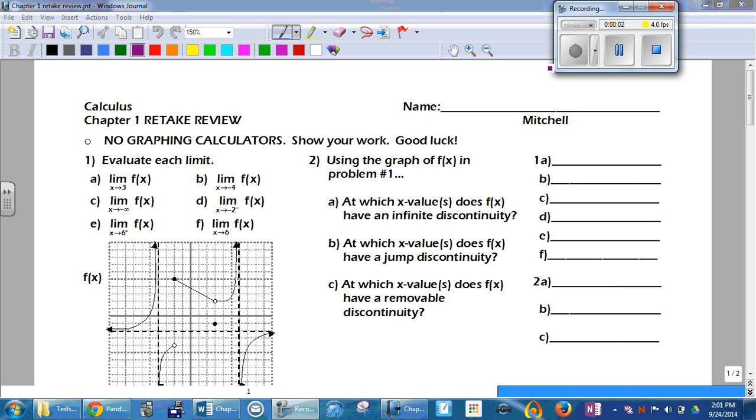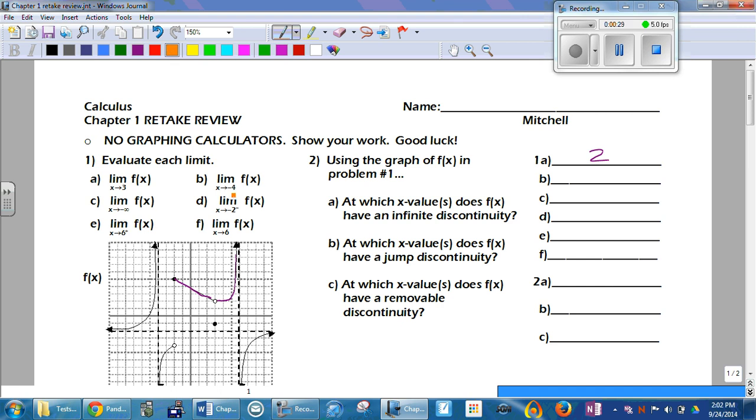In number 1, part A, we're trying to find the limit as x approaches 3 of f of x. So this is an overall limit. We need to look at what's approaching from the left and the right of 3. From the left side, you can see here, we get closer and closer to a y value of 2. From the right, we also get closer and closer to that y value of 2. Since we're approaching the same thing from both sides, that's our limit.